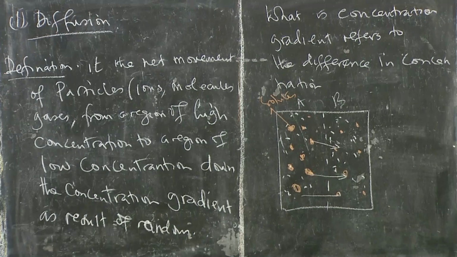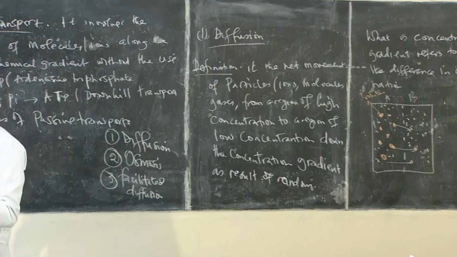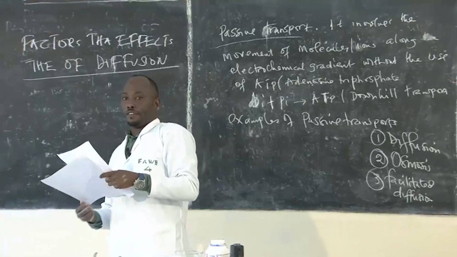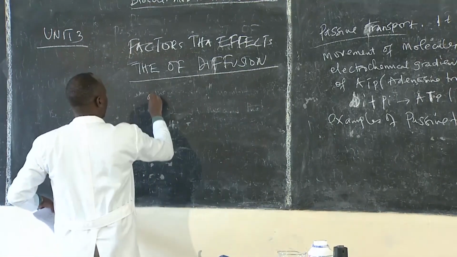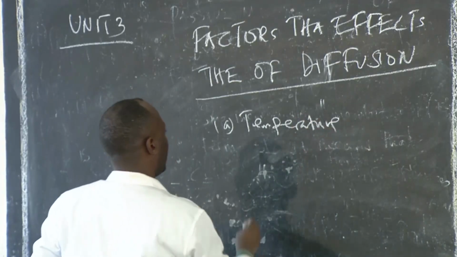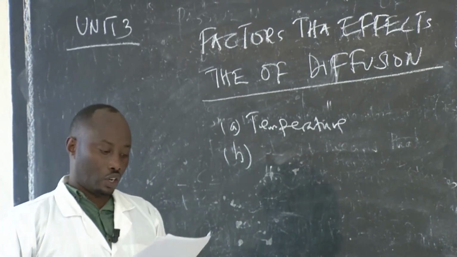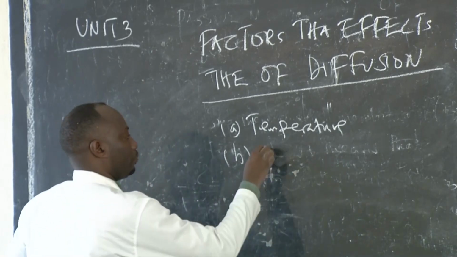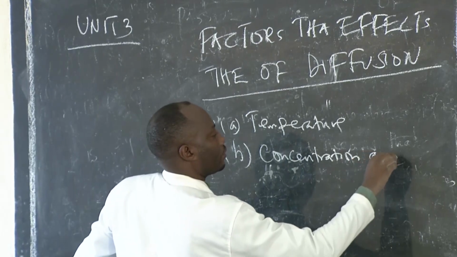Students, think about it, and tell me what are the factors that can affect the rate of diffusion. Good. Some of the factors that can affect the rate of diffusion are, number one, A, temperature. B, another factor which can affect the rate of diffusion, we can talk about the concentration gradient.